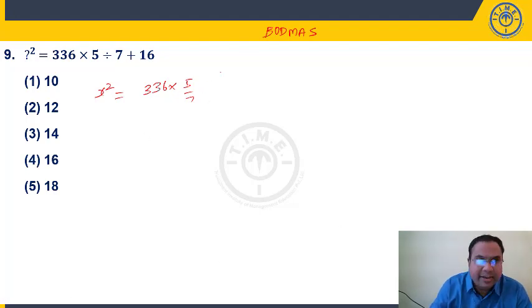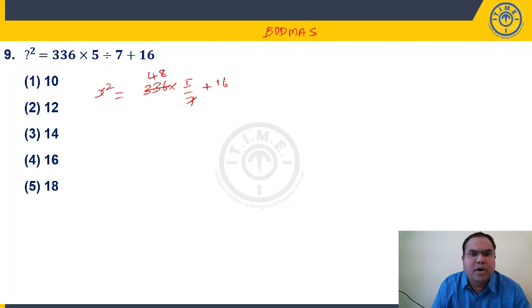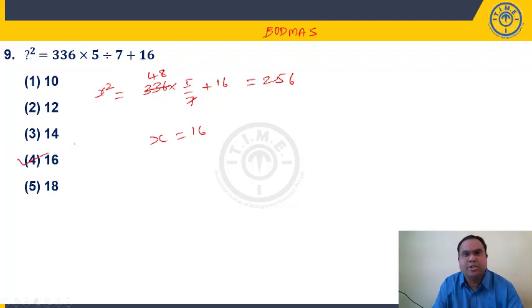Right, 5 by 7 plus 16. 7 4s are 28, 56, 7 8s are 240 plus 16, it is 256. 256 we know is 16 square, so I can say x value is 16, present in choice 4.